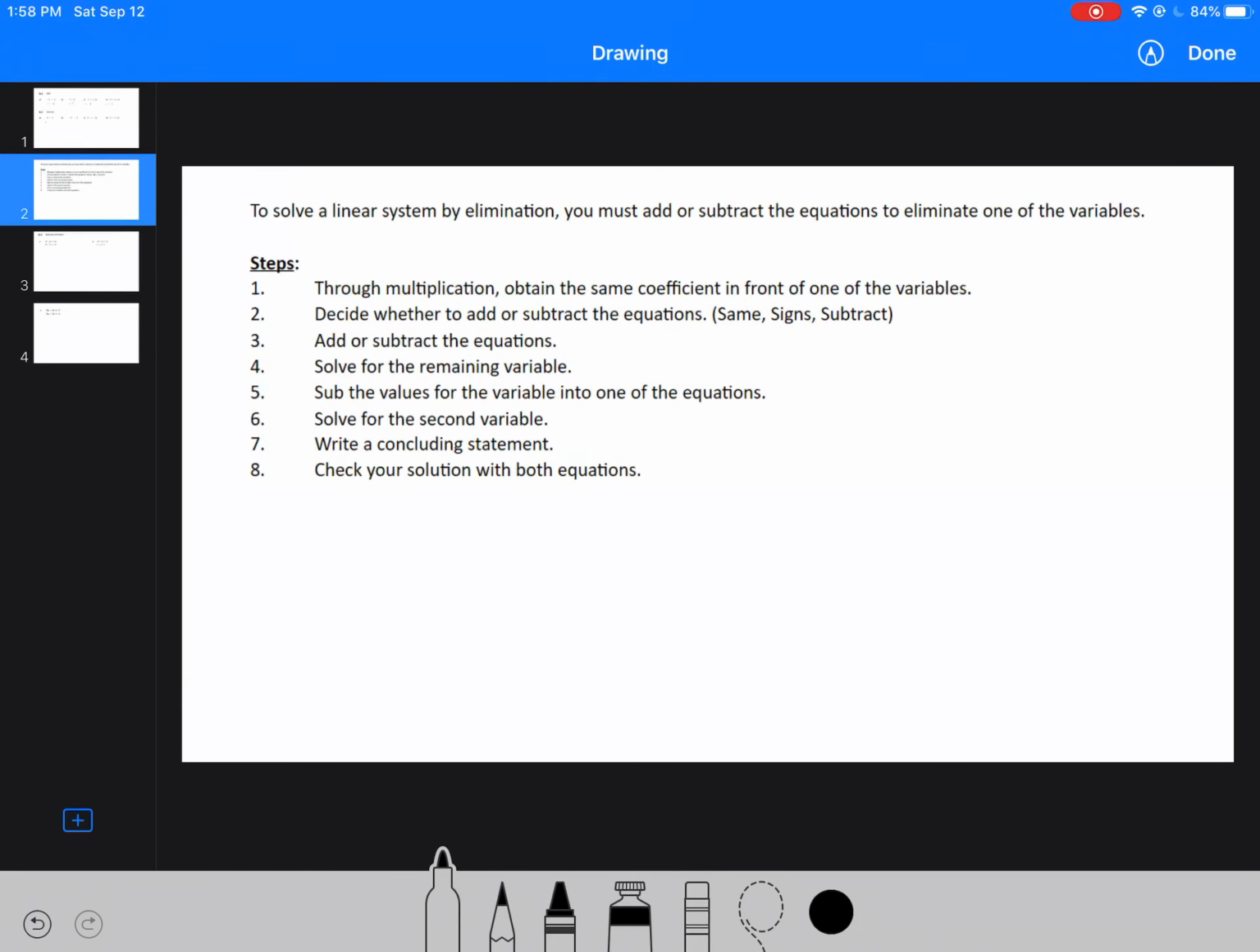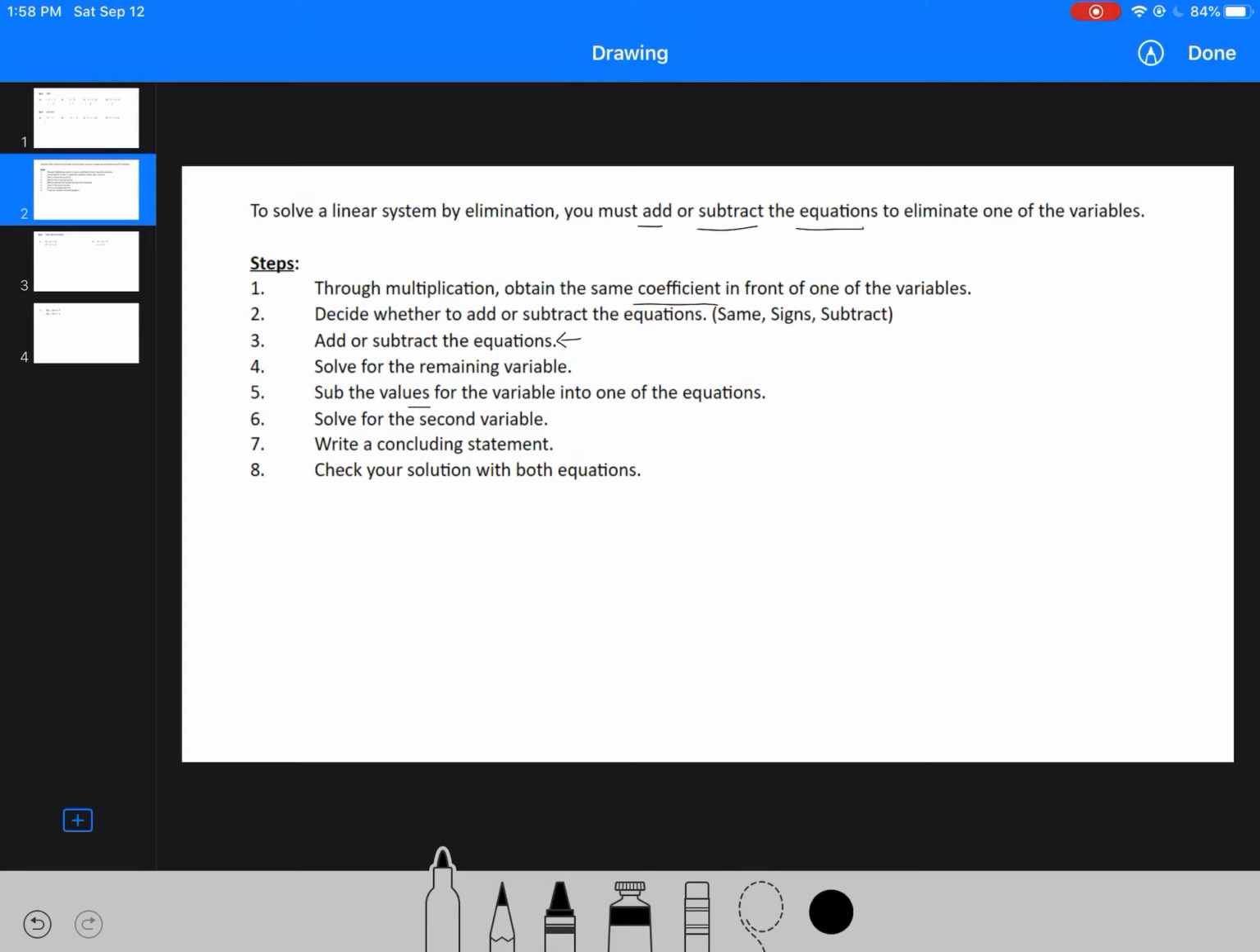So to solve a linear system by elimination, what you are doing is adding or subtracting the equations to eliminate one of the variables. So first step is through multiplication, obtain the same coefficient in front of one of the variables. Second, decide whether to add or subtract the equations. Add or subtract, perform the actual operation. Solve for the remaining variable.